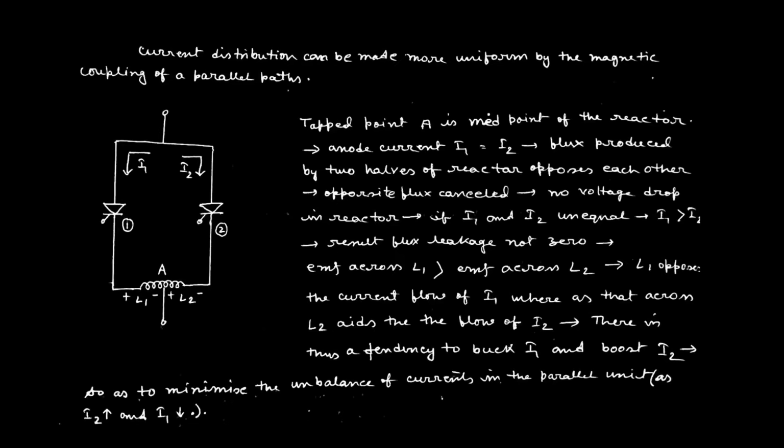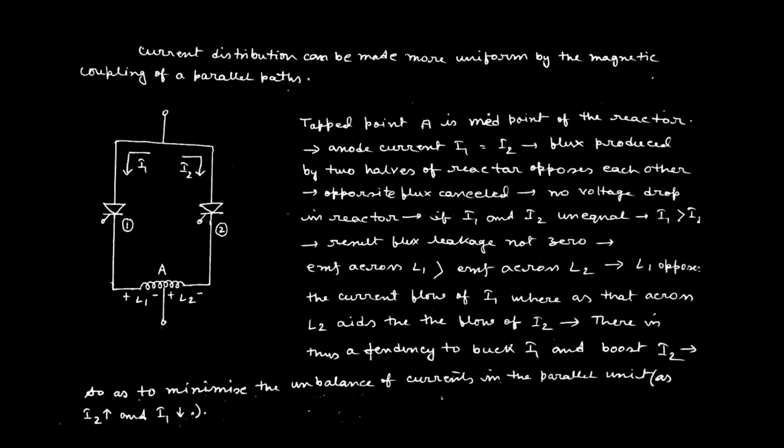So we can conclude that the tapped point A is the midpoint of the reactor, and the anode currents I1 equal I2 for steady state or normal operation, without any disturbance. Under these circumstances, the flux produced by the two halves of the reactor opposes each other. That means the opposite fluxes cancel each other. There is no problem; I1 and I2 with the same magnitude can operate very smoothly. But the problem arises with the voltage drop in the reactor.